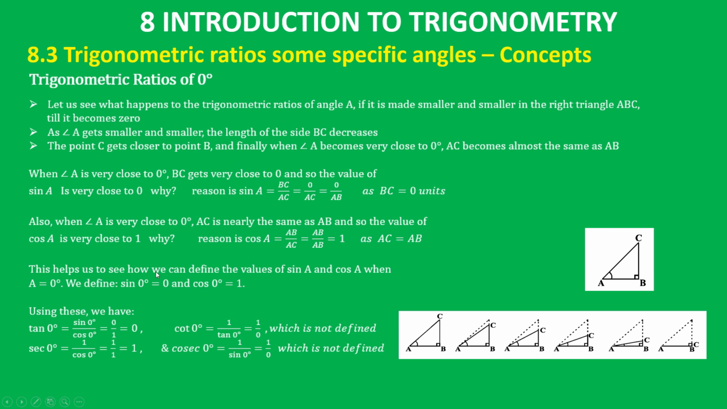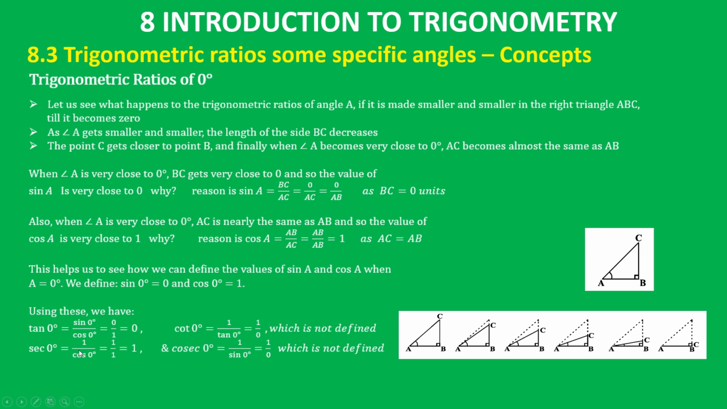Now, this helps us to see how we can define the values of sin A and cos A when A is 0 degrees. We define that sin 0 degrees is 0, cos 0 degrees is equal to 1. Using these values, we can find other trigonometric ratios, right? Tan 0 degrees is equal to sin 0 by cos 0, which is 0 by 1, equal to 0.